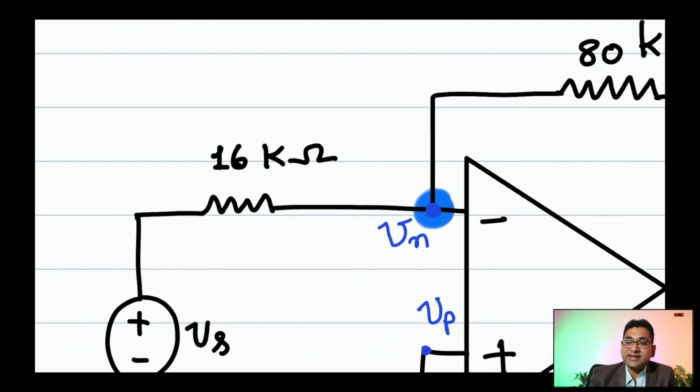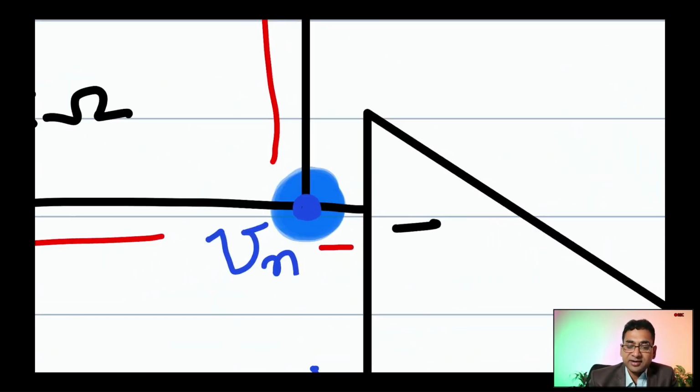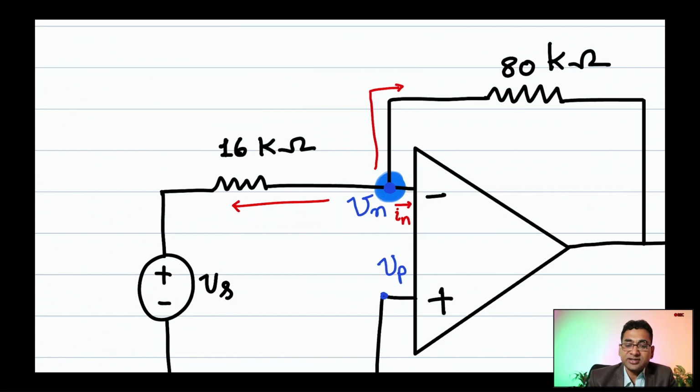Let's see, at node Vn there are how many currents flowing? There is one current, there is another current leaving that node, and let's not forget the third current, IN. Everybody with me? So there are three branch currents coming out of that node. When you write KCL at that node, you add all the currents and equate them to 0.